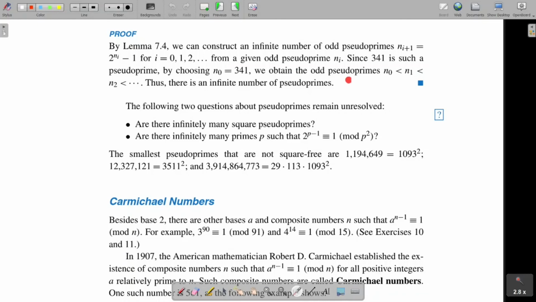So we obtain odd pseudoprimes n0, n1, n2, etc., where n0 is less than n1, less than n2, and so on. Thus there is an infinite number of pseudoprimes. Once we get the pseudoprime n1, we get the next one by computing 2 raised to n1 minus 1. Once we have n2, computing 2 raised to n2 minus 1 gives n3. So there are infinitely many odd pseudoprimes.